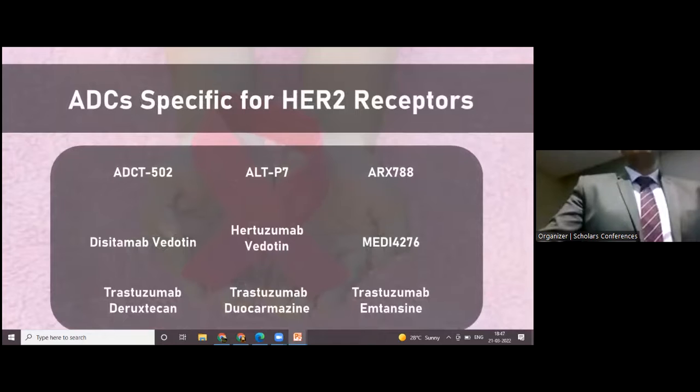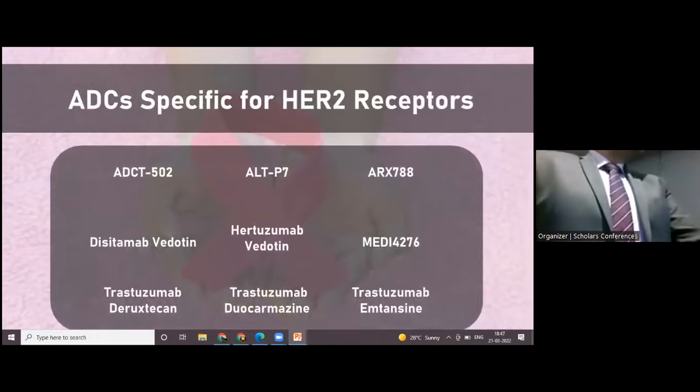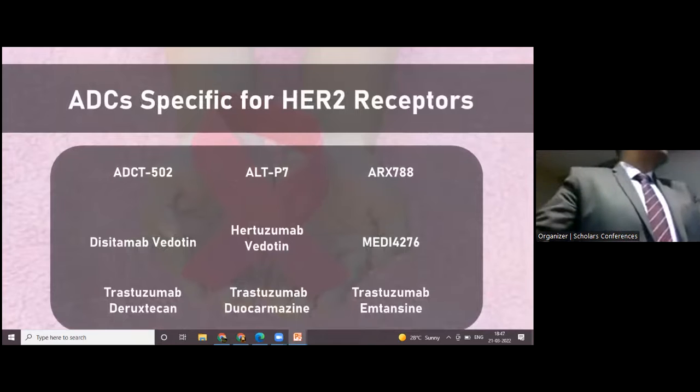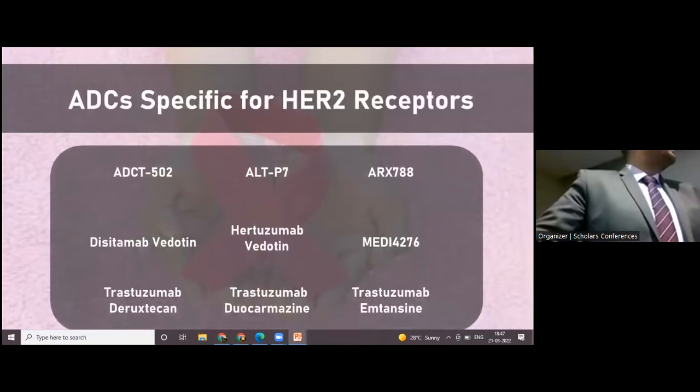Here is a list of some ADCs specific for HER2 receptors. Actually, their names may be a little bit hard. If you spell them a little bit quickly, it would seem like a rap song, maybe.